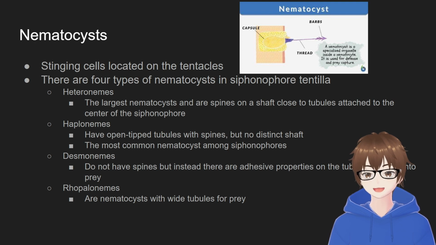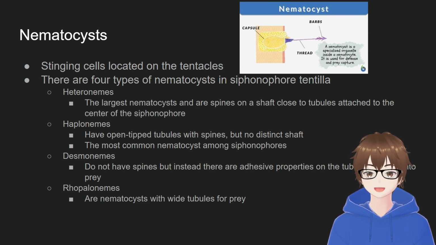Then we have nematocytes here, which are stinging cells located on the tentacles, like we were talking about with feeding in the Man of Wars. So I have a picture up above of a nematocyte, which has a capsule with a barb in it that is attached to a thread. And the nematocyte, whenever something pushes up against it, will shoot the barb out into the creature, sticking to it, which will sting the creature and also keep it attached to the tentacle.